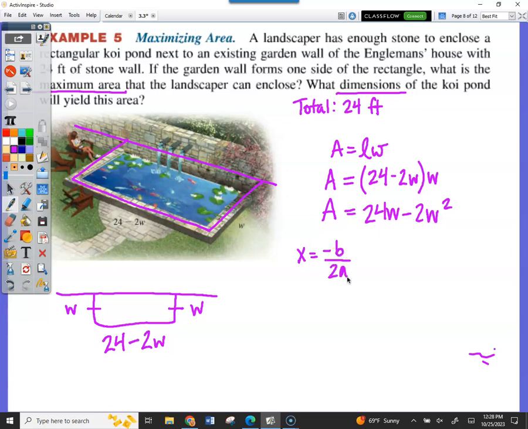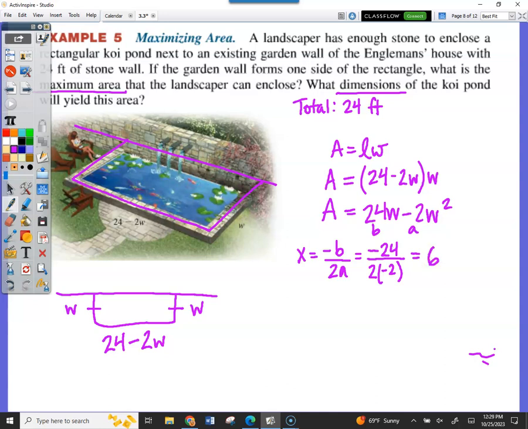Remember that? So now you do have to be careful here. You're going to notice that this function is not written in standard form, so don't jump with the numbers that are in front. A is not 24. A is -2. So be careful here. If you need to, you can rearrange this, or you can come underneath and say, okay, that's B, and that's A. So we got negative B over 2 times A. Negative 24 divided by negative 4 is 6.